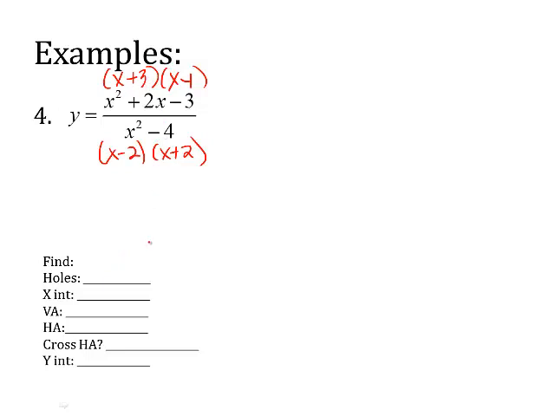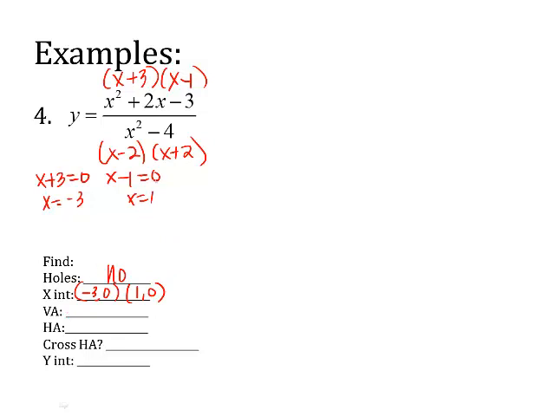No, there are no common factors. X-intercepts: take the top, set each factor equal to 0, and solve. So this x is negative 3, this one is 1. So I have negative 3, 0, and 1, 0. Two x-intercepts.